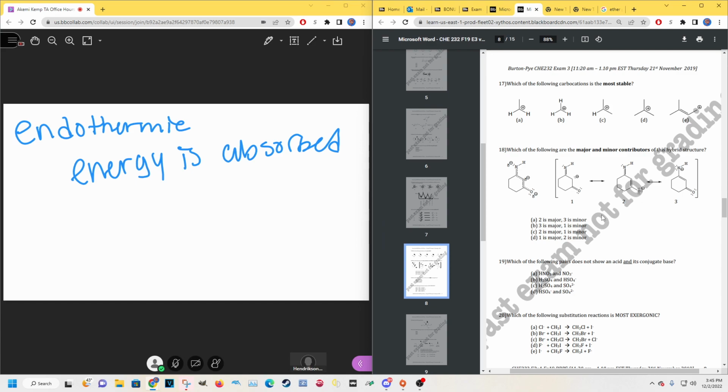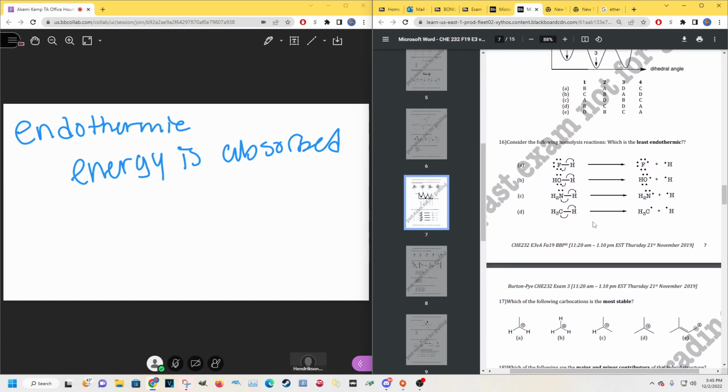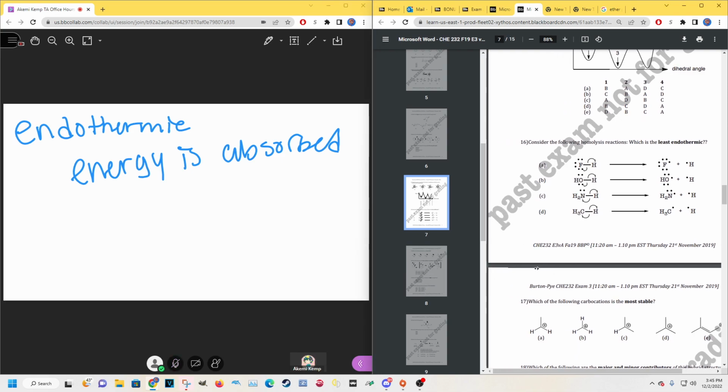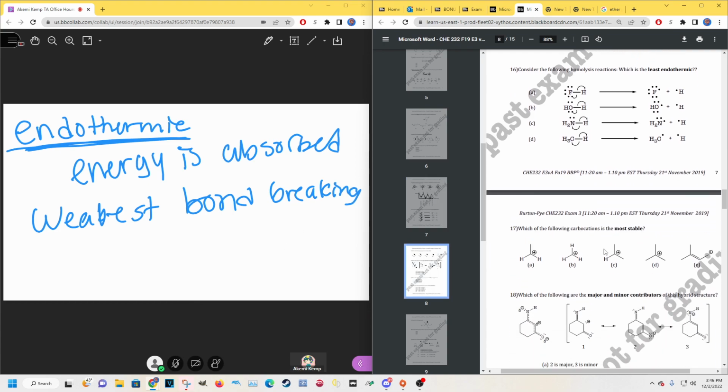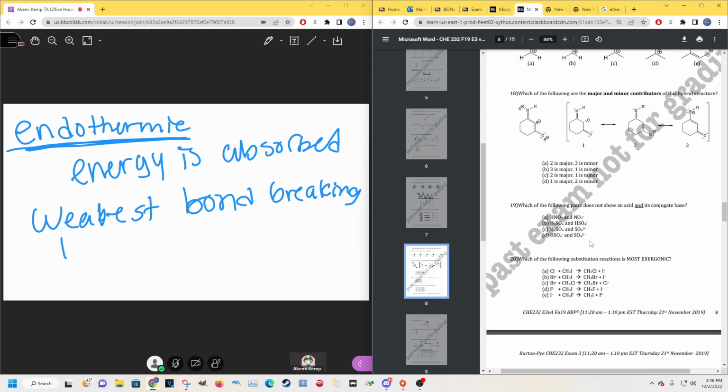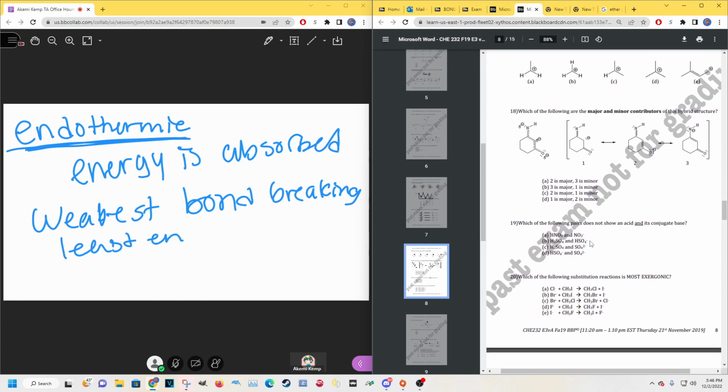So D, because it would be far more to the left. Right. So for endothermic reaction, not a lot of energy is released. So the weakest bond breaking would be the least endothermic.